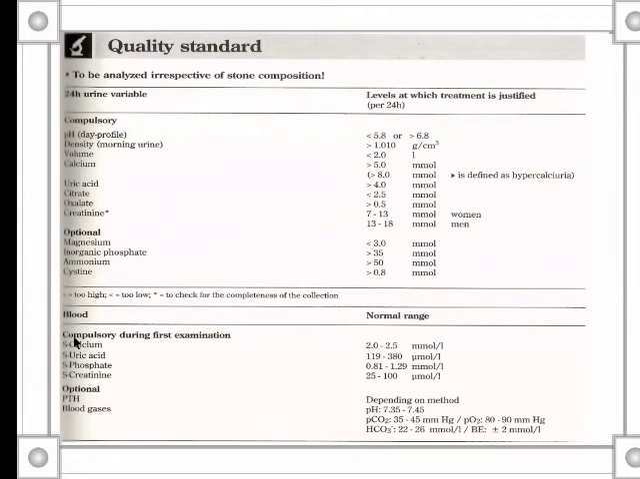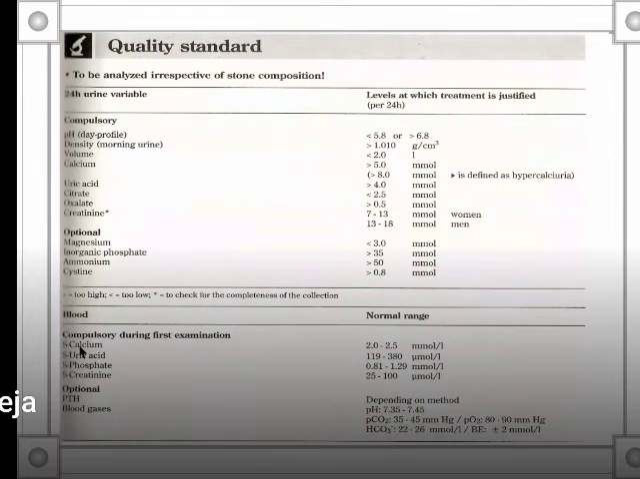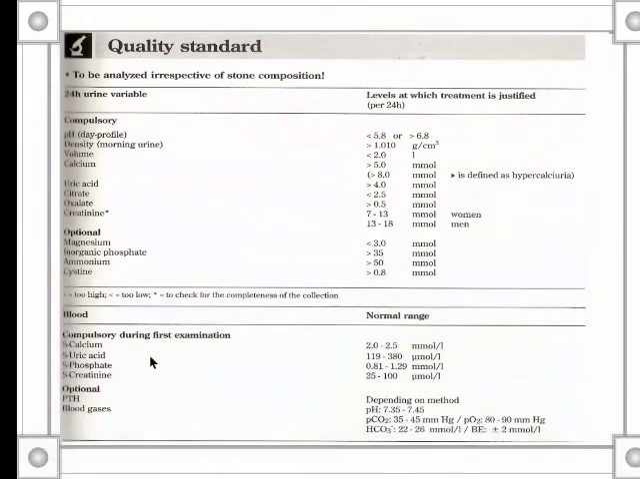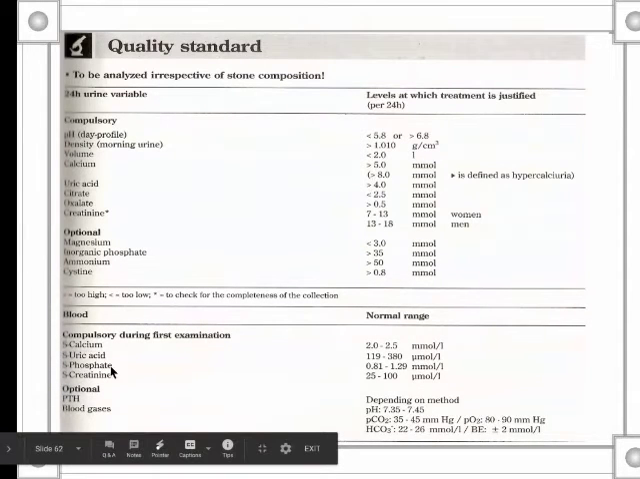Similarly, blood examination is compulsory. You should always rule out hypercalcemia. So serum calcium, uric acid, phosphate, and creatinine to find out the status of the kidney, whether it is impaired or not. If there is hypercalcemia, definitely you should get PTH. But even if it is normal, then it's optional, you may get it.